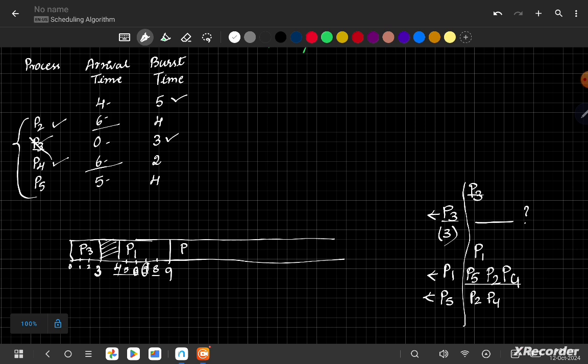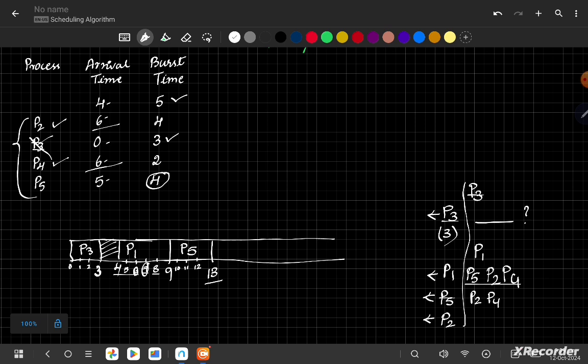So P5 will go. We have to see what the burst time given is, 4. So from 9 we have to give 4 milliseconds. That will be 9 to 10, 11, 12 and 13. So during the 13th millisecond P5 will complete its task. So P5 is done. Now we have to give the CPU to P2.